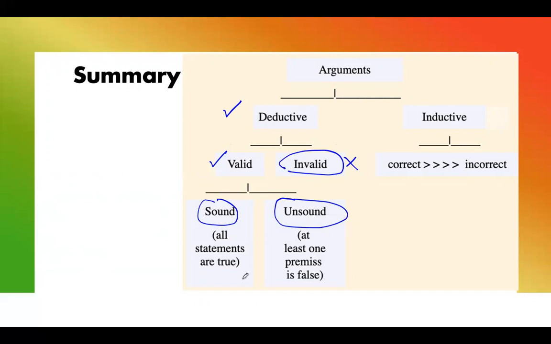So it said sound or statement are true. Okay, so let's go to, I hope that you understand. Inductive is only correct, incorrect, right? So this one, we are not looking at this very often. We are looking at deductive argument: valid or invalid. Valid must follow the 3 types of argument, type 1, type 2, type 3. Sound must be all the statements are true. Unsound, 1 false, then it becomes unsound.